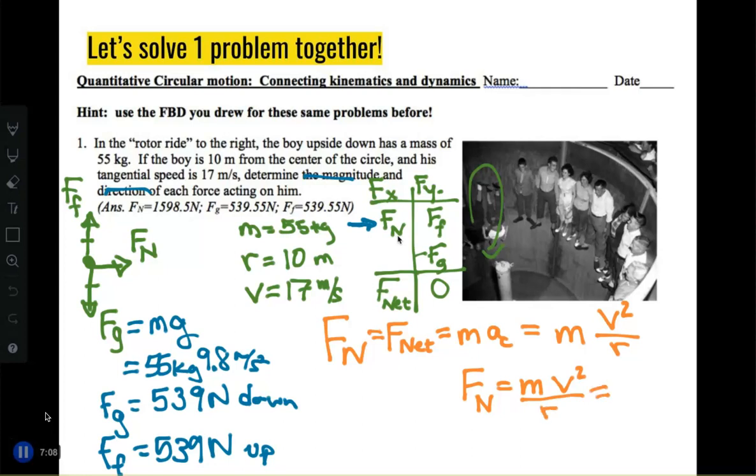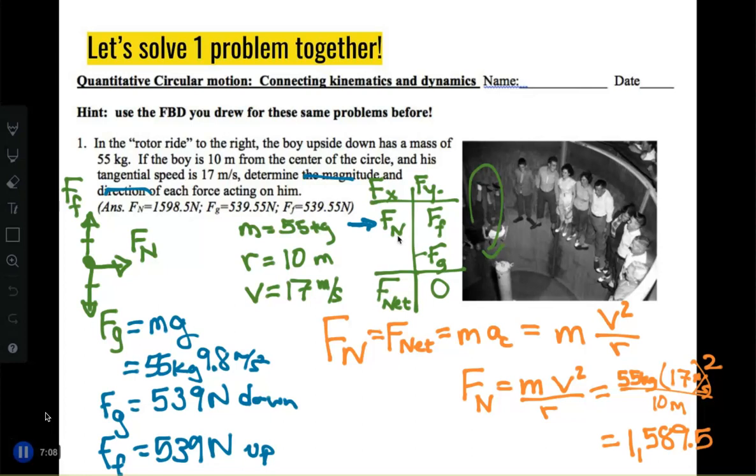So what I've just done is made myself an equation to calculate this normal force on the boy. And it just so happens that it's exactly equal to that net force. And so I can write down, I need the mass of the boy, that's 55 kilograms, multiplied by his velocity squared, 17 meters per second squared, and divided by those 10 meters. And so I can plug that in on my calculator again. 55 times 17, don't forget to square the 17. And I get 1,589.5.